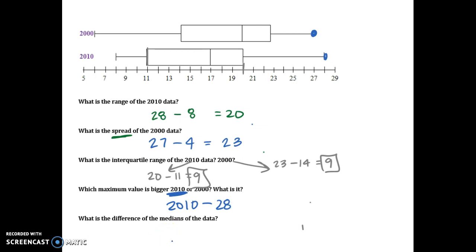And the next one says, what is the difference of the medians of the data? So now we have to recognize our median. Remember, the median is the line in the middle of the box. So 17 is the 2010 data, and 20 is the 2000 data. So the difference between 2000 and 2010 is 3, because you would subtract them.